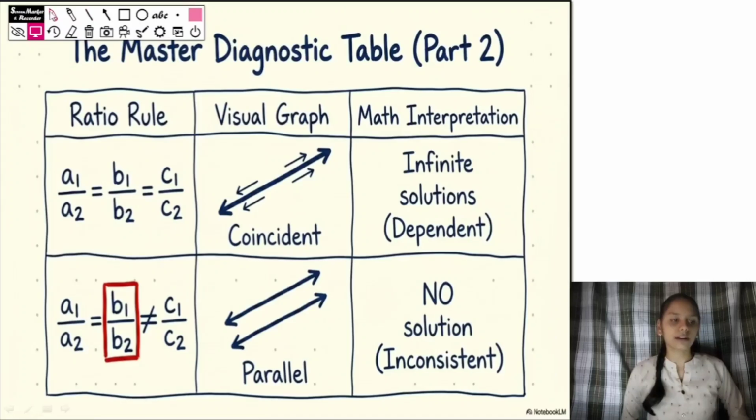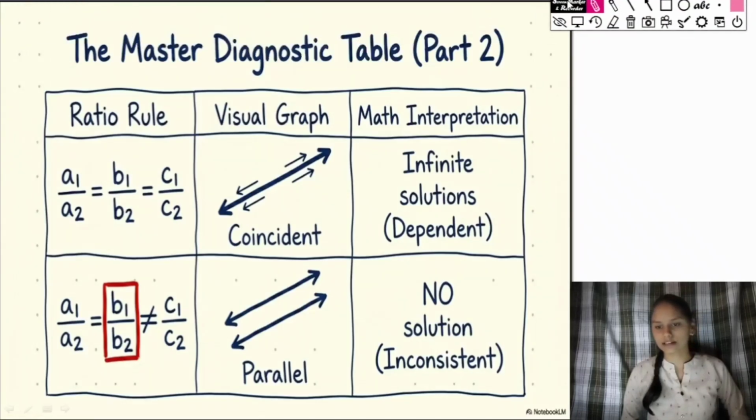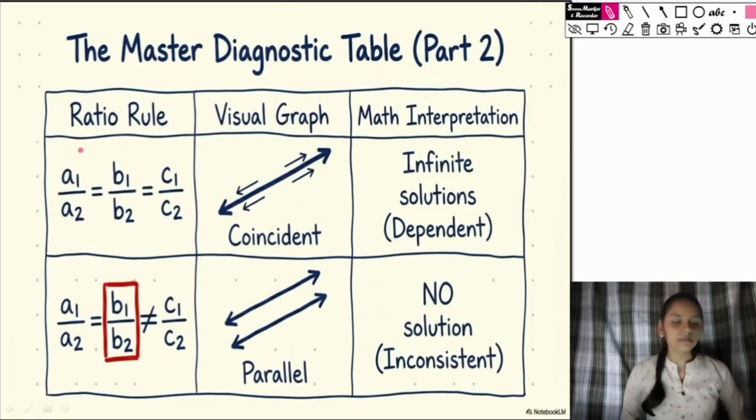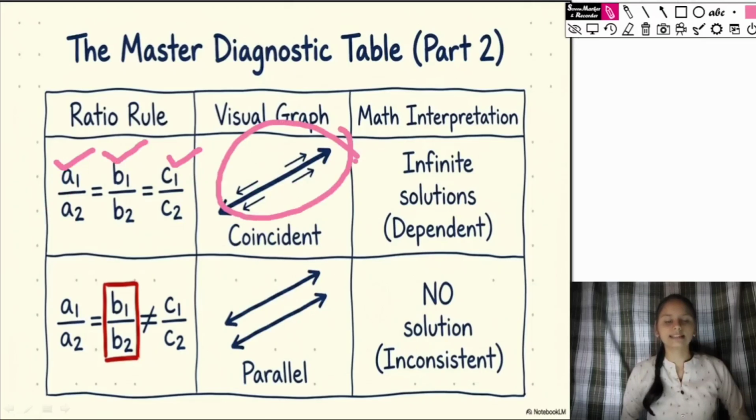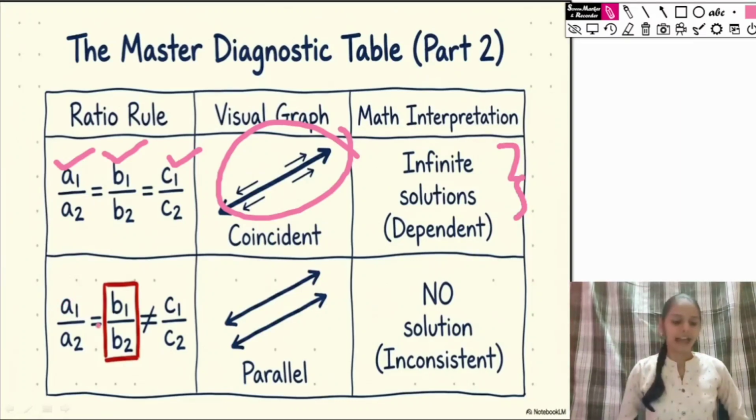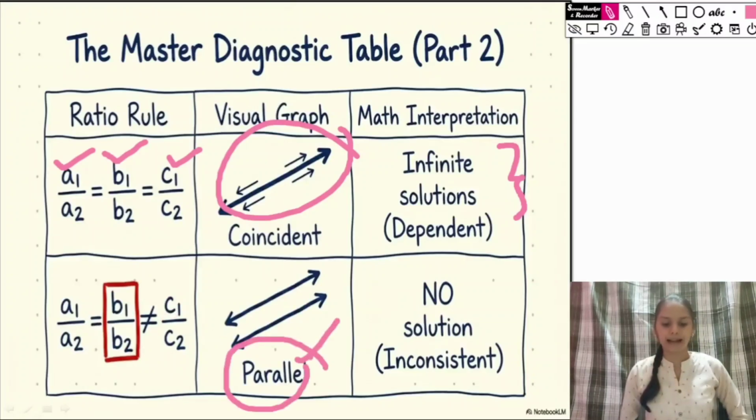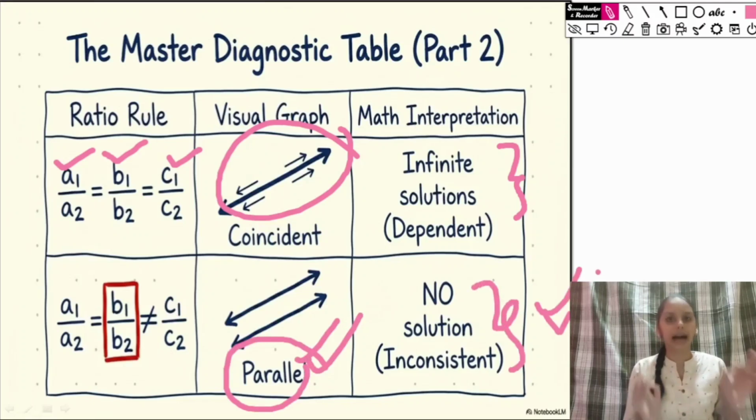Moving on to the next thing. Let me move this here so that you can see the full screen. If a1 by a2 is equal to b1 by b2 is equal to c1 by c2, the lines are coincident, which means it has infinitely many solutions. Are you able to understand? In the same way, if a1 by a2 is equal to b1 by b2, but it is not equal to c1 by c2, then the lines are parallel, so there is no solution. Are you able to understand?